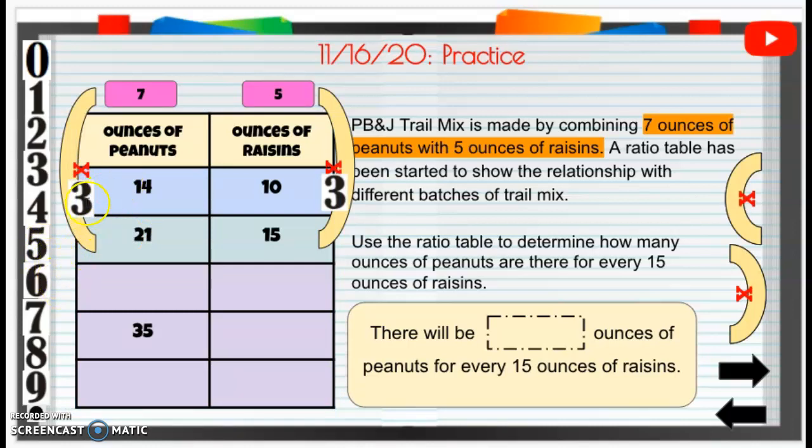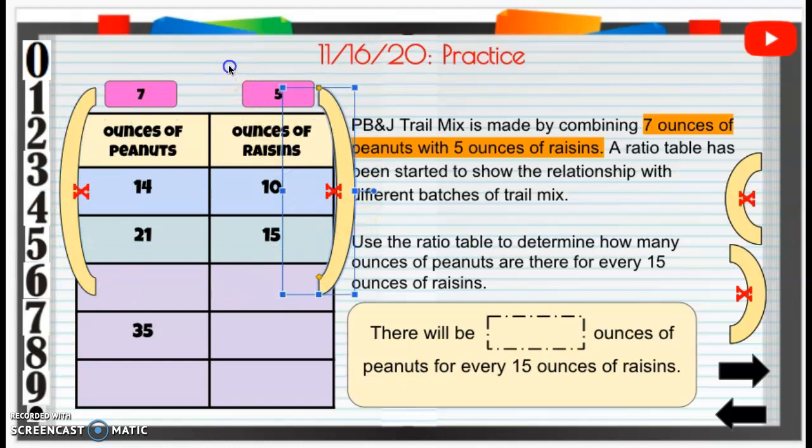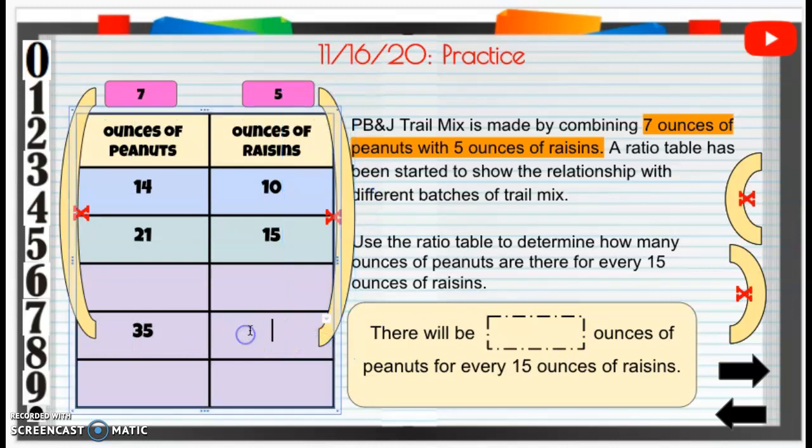Now, I can delete these 3's because I know I'm done with those ones. I'm going to stretch it on to the next one. We actually have 2 blanks. Before I fill that part in, I'm going to go to what we do know. We do know that this box has a 35. So I know 7 times what is 35? I know 7 times 5 is 35. So I'm going to do this side times 5. 5 times 5 is 25.